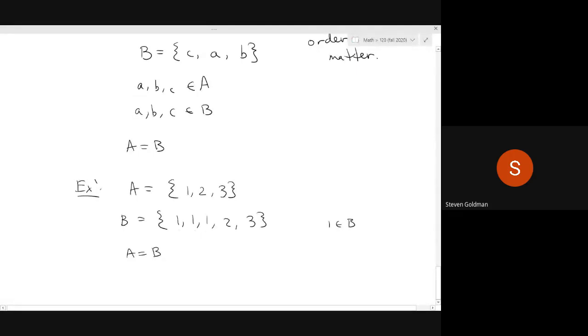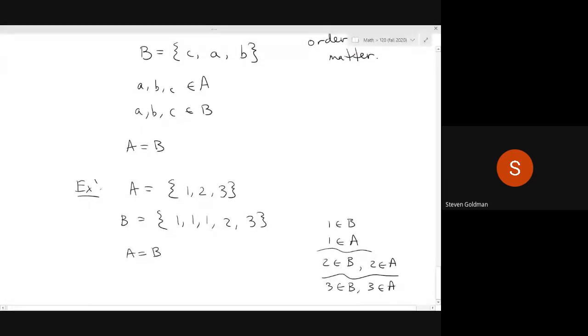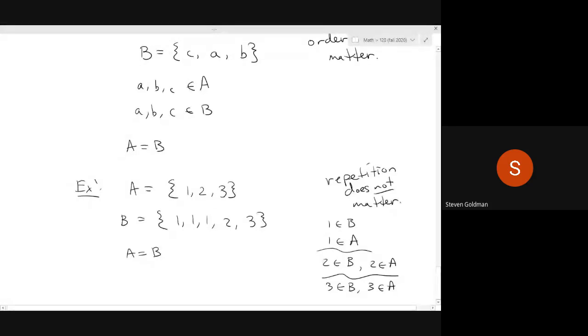So the number 1 is in B. The number 1 is in A. The number 2 is in B. The number 2 is in A. The number 3 is in B. 3 is in A. So order doesn't matter. Repetition does not matter. It does not affect equality.